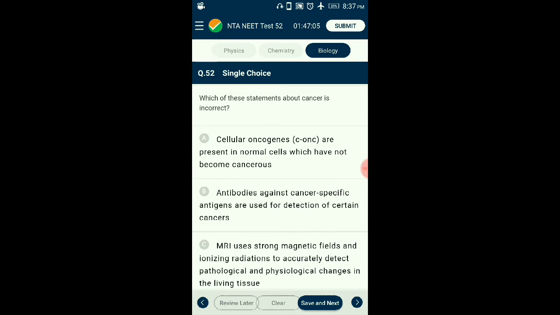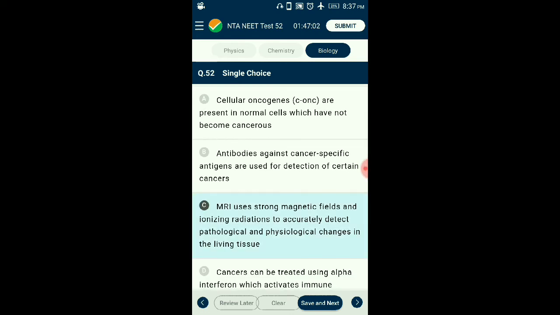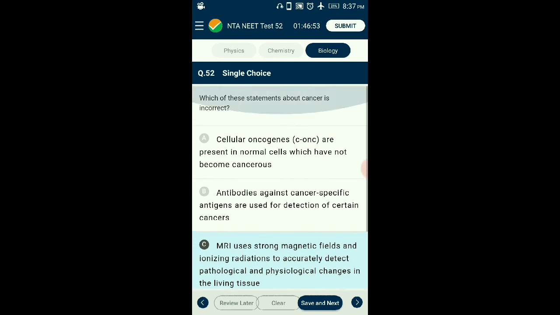So the answer for this question is option C. MRI uses strong magnetic field and ionizing radiations to accurately detect pathological and physiological changes in the living tissues. So that is the incorrect statement.